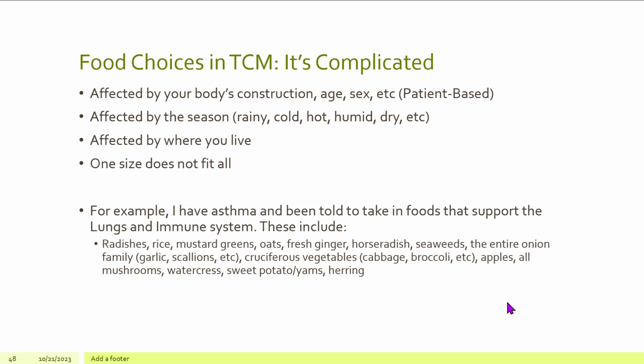You'll also see cruciferous vegetables are on this list, things like cabbage and broccoli and cauliflower, apples, all mushrooms, watercress, sweet potatoes and yams, and herring, which is not my favorite, but it's not terrible. All right. So this just gives you an idea of how complicated some health systems are and how personalized they are and how much they have broken down how food can be used as medicine.